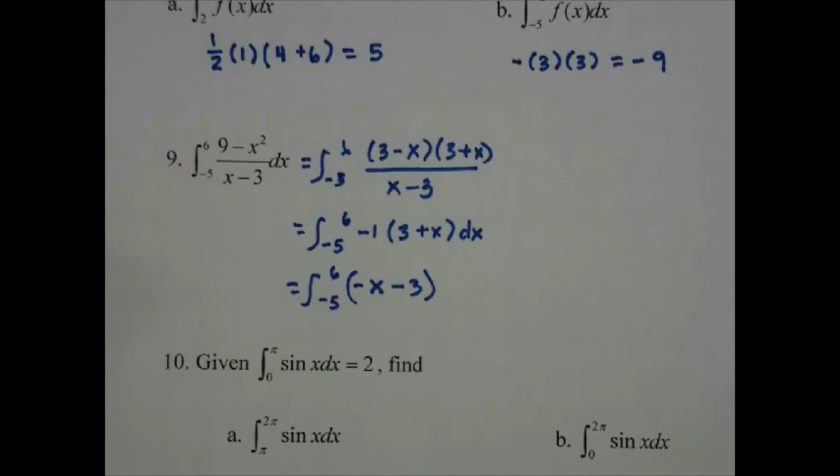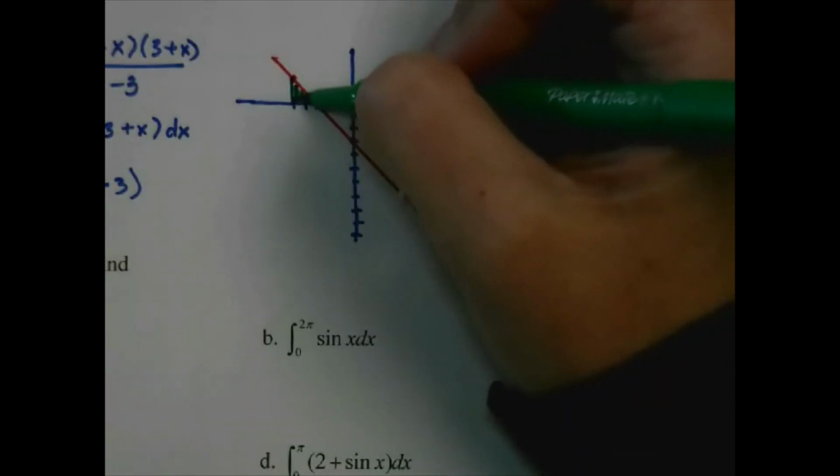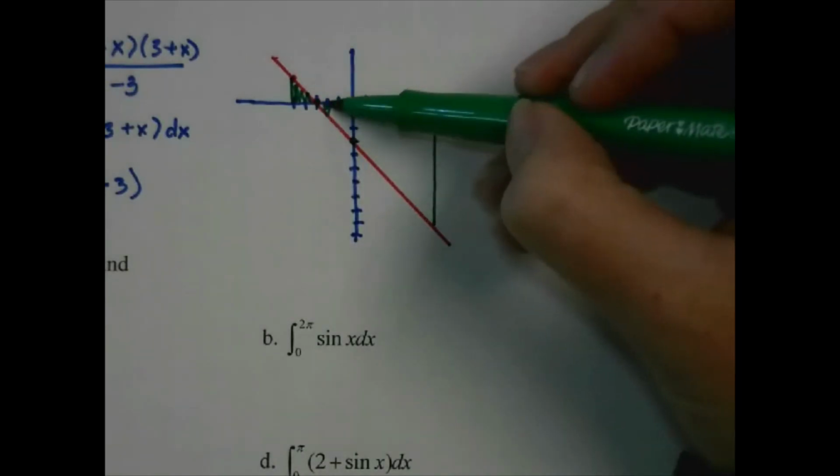So that's just a line. I'm going to go ahead and draw that line. So here's the line, -x minus 3. Have a negative slope, negative y-intercept, and we want the integral from -5, which is going to be right here, to 6, which is all the way here.